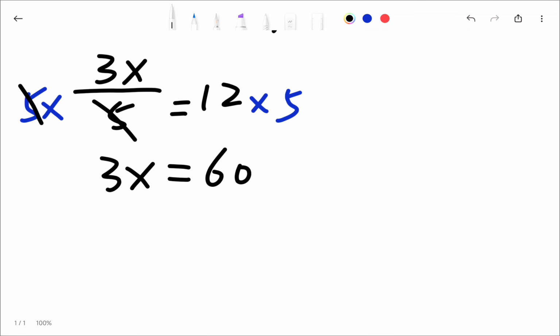Okay, let's get rid of this 3. Again, we can divide both sides by 3 and get the answer 20. There is a smarter way of doing this question.